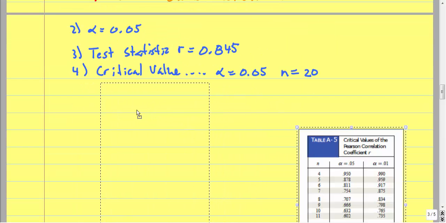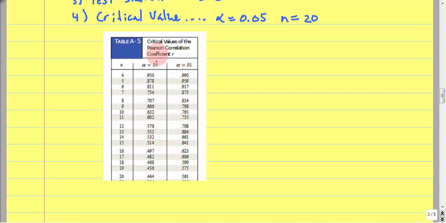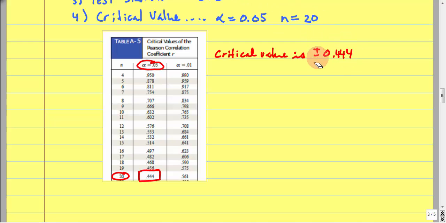And then we'll also make up some sort of a rule for when we reject or fail to reject. So we're looking under this column, the 0.05 and the 20, and we're seeing that these cross at 0.444. So my critical value is plus or minus 0.444. And because we're always working with the absolute value, we usually just look at the positive of that.